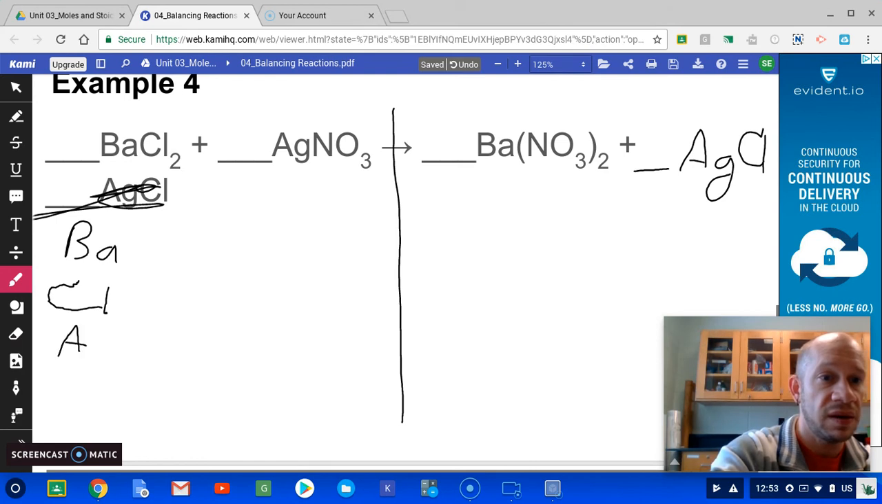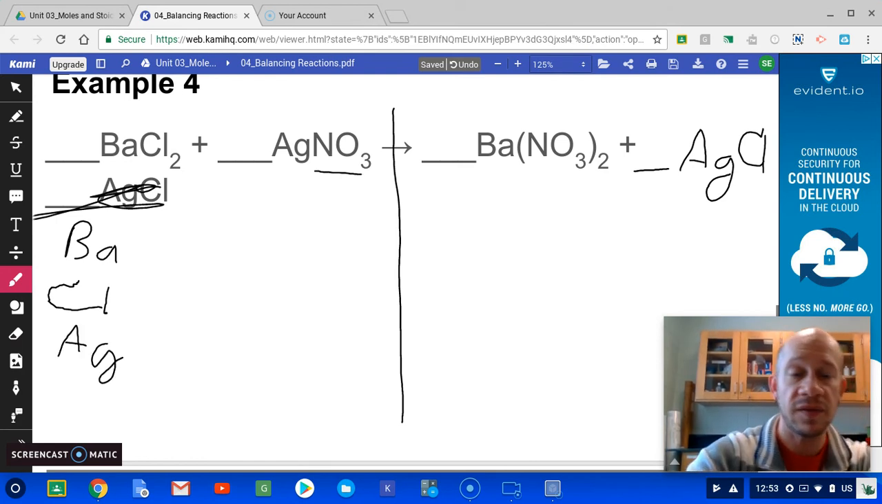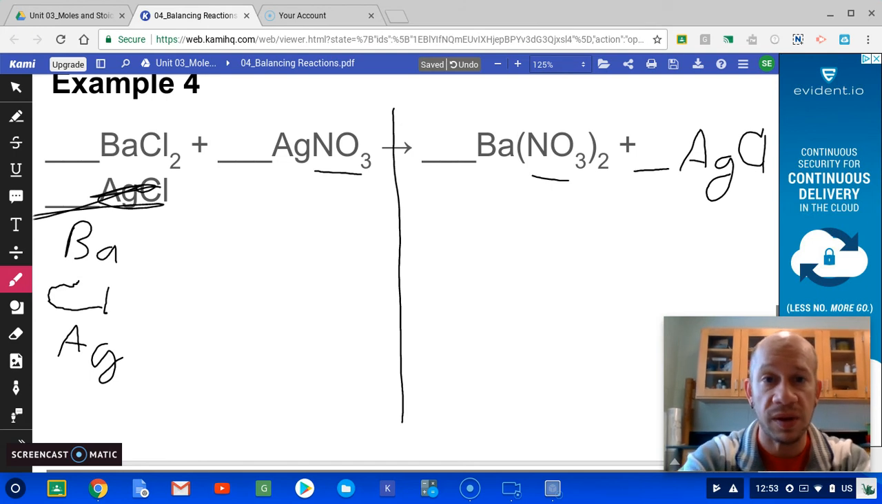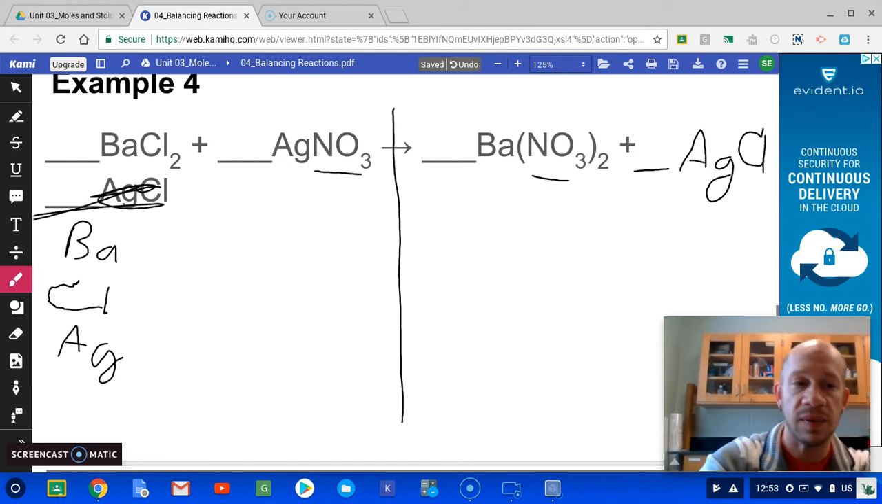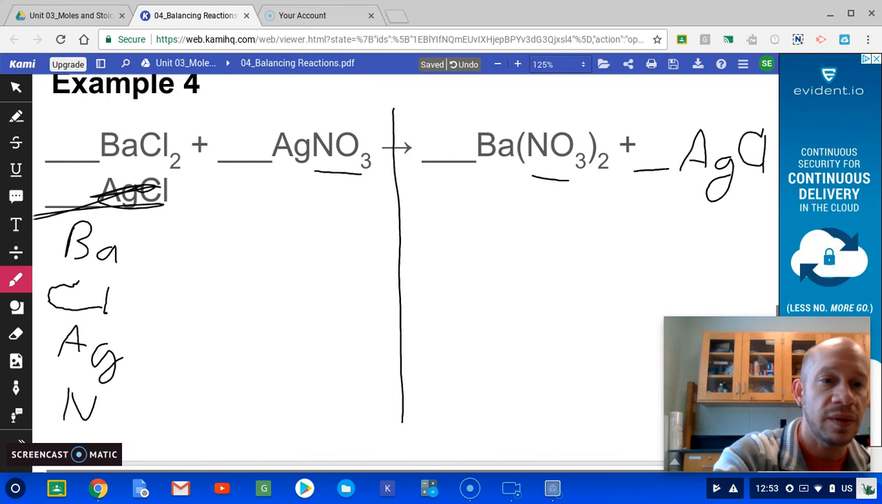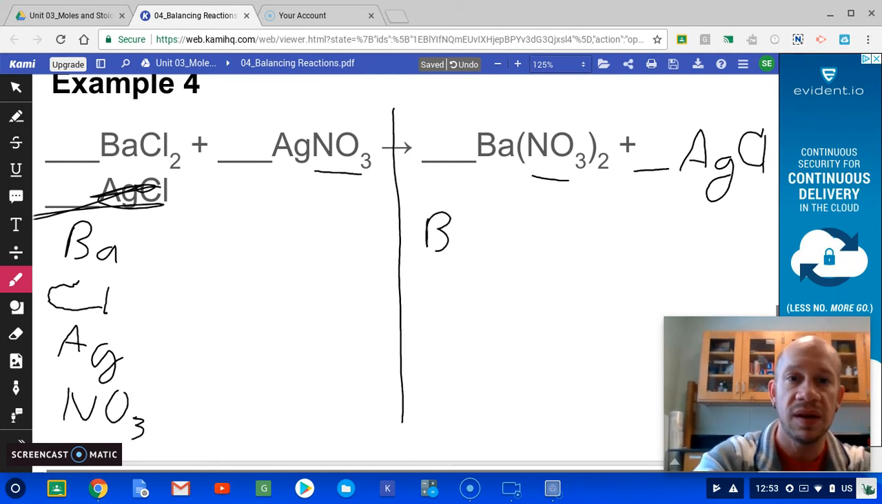Silver, and notice NO3. If you look on table E, you'll find NO3 as a polyatomic ion. So in this case, because I have NO3 on both sides, I'm going to keep it as 1 unit. Therefore, it makes balancing this equation much simpler.